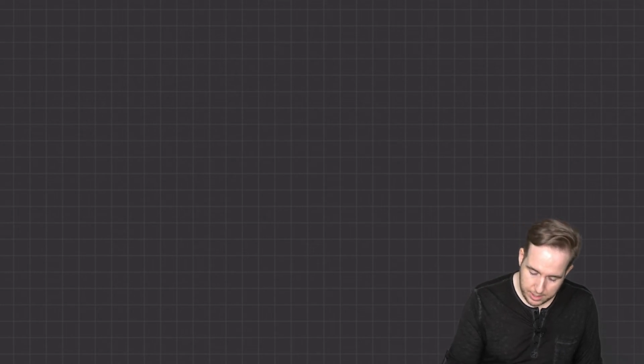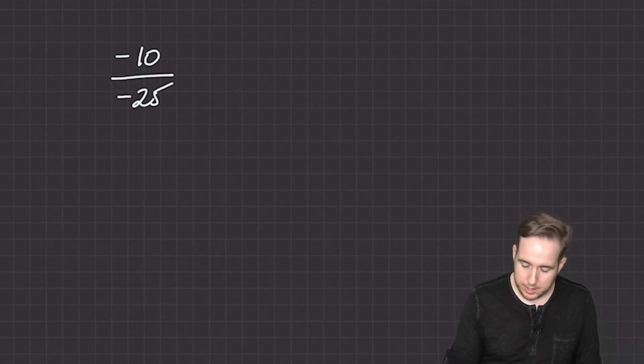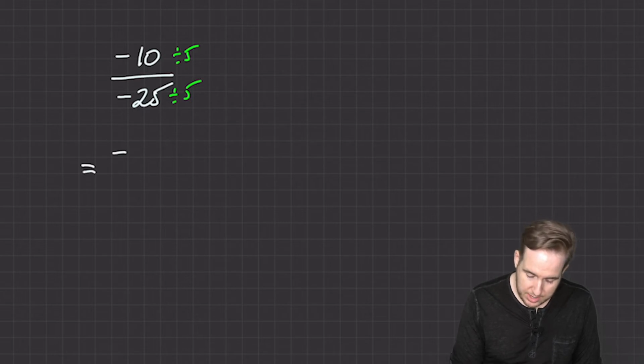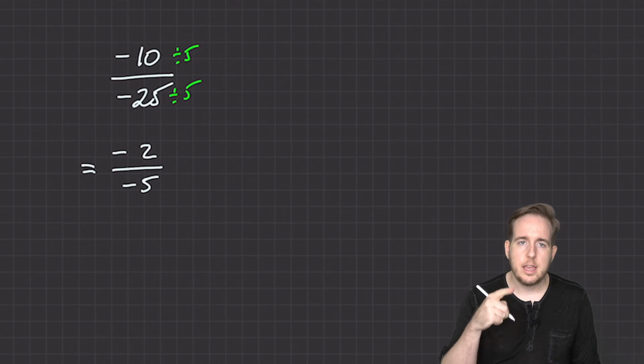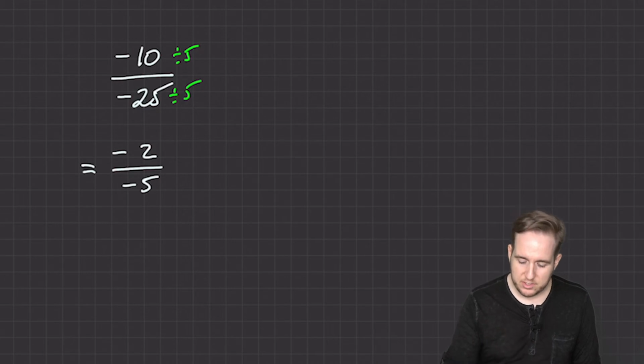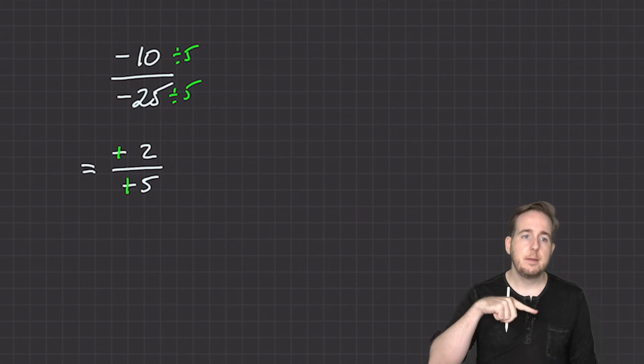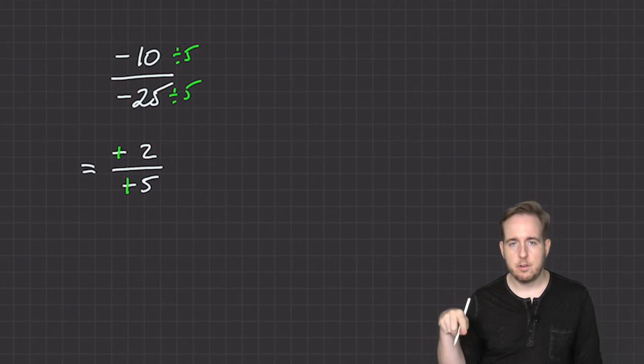What happens if I have -10 over -25? Okay, so I can reduce, divide by 5, divide by 5. So this is -2 divided by -5, except when I do -2 divided by -5, the answer will be a positive number. So this would be the same as if both of these numbers were positive, right? -2 divided by -5 is positive 0.4.